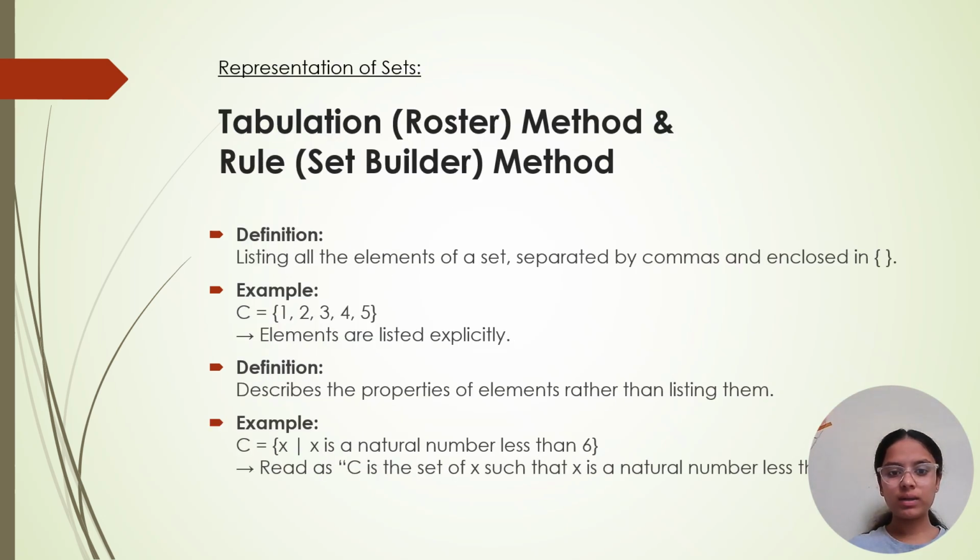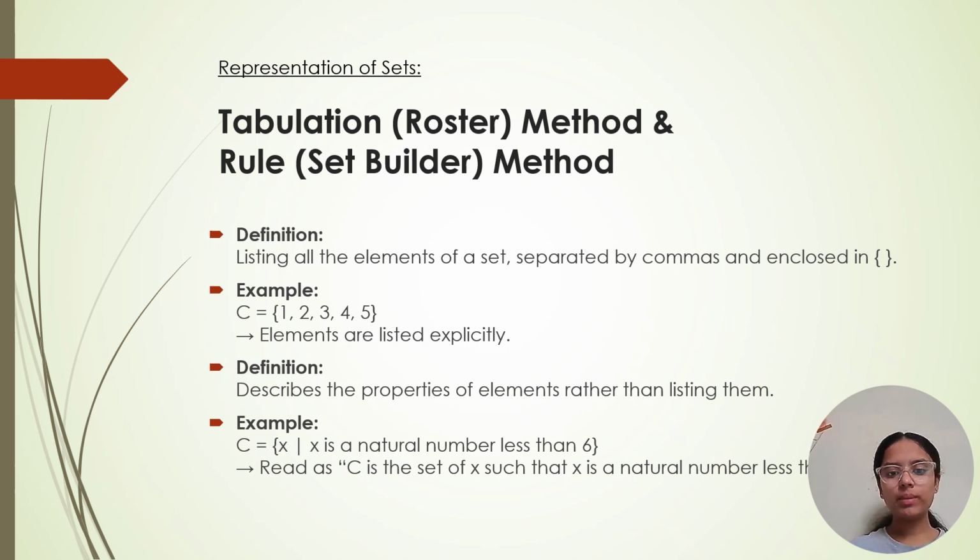Coming to the next one, representation of sets. We can represent a set in two ways. That is the tabulation or roster method, or the rule or set builder method. Coming to the tabulation method, it can be defined as listing all the elements of a set separated by commas and enclosed in braces. For example, C equals 1, 2, 3, 4 and 5. So these are listed explicitly, which means these are listed by us directly in the set.